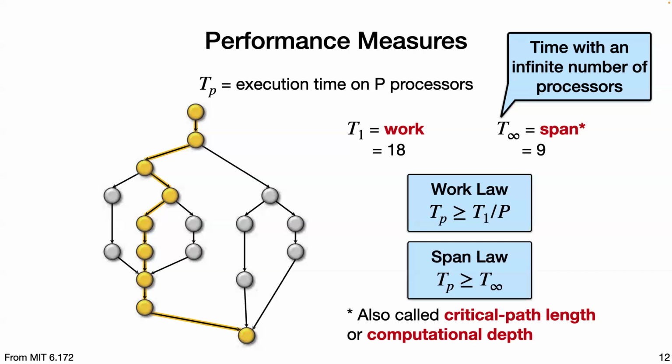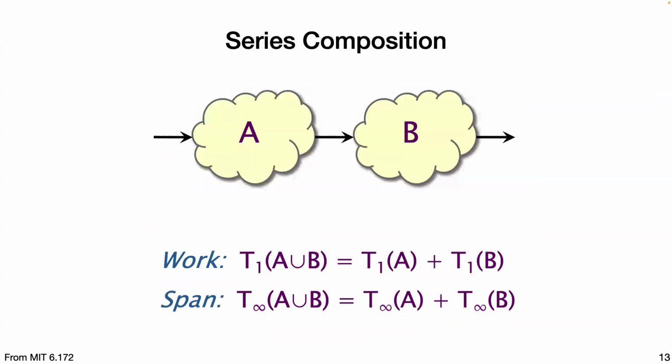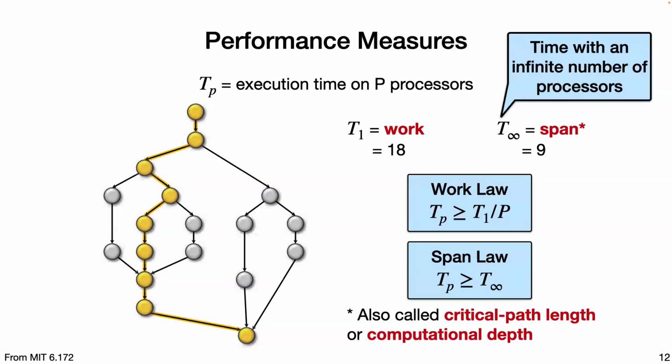Yeah. So the work law, this is kind of what we were saying last time: you can only get p speedup at most. And the span law: your parallel time cannot be any faster than your span. If you divide the work by the span, that's called parallelism, and parallelism is an upper bound on how much speedup you can get.